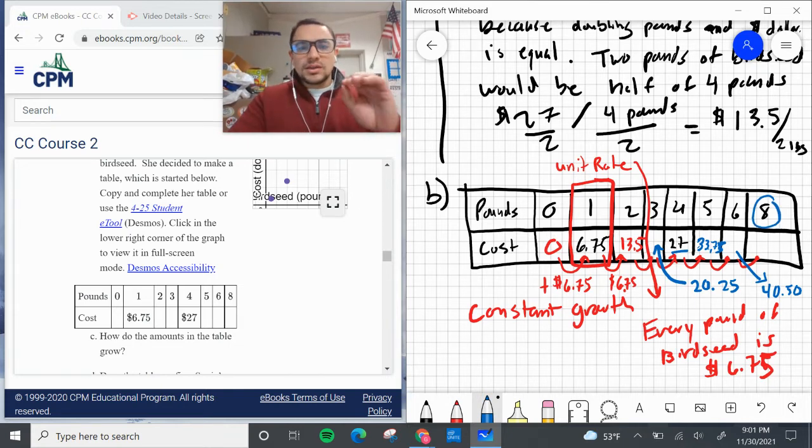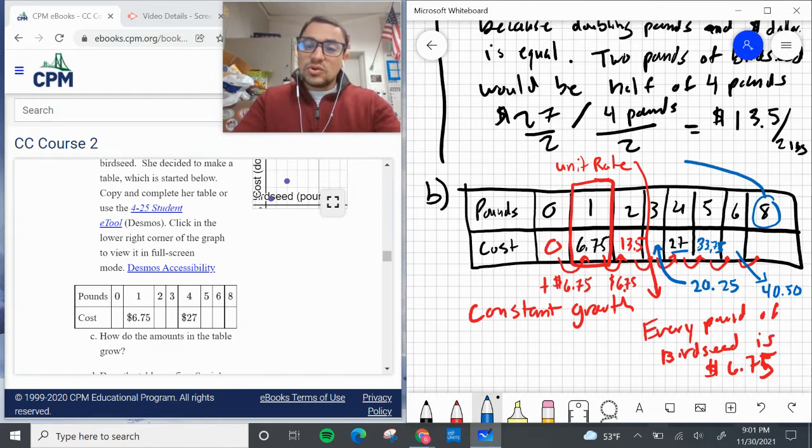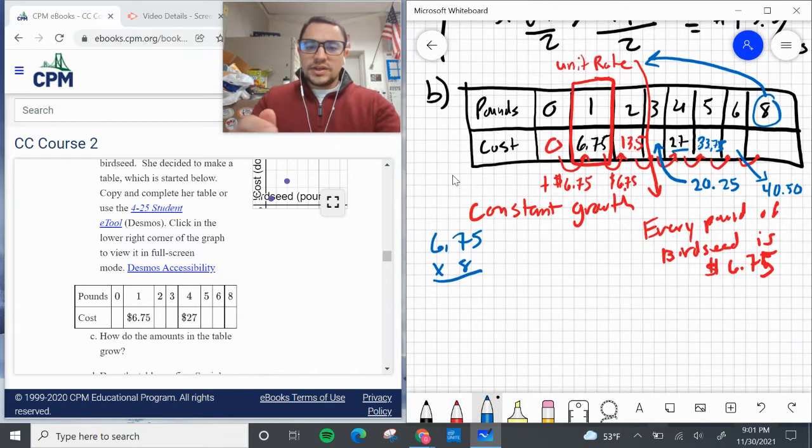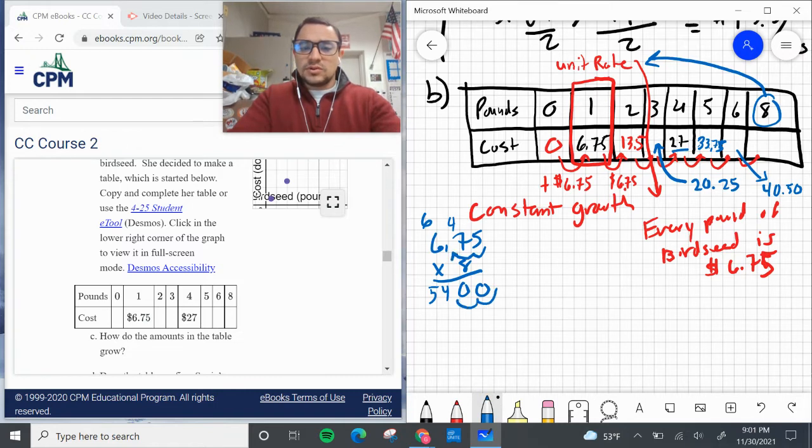Now, if you ever get a random number, all you really need to do is use this number and multiply it by your unit rate. So you can go ahead and do 6.75 times 8. And that is going to give you your answer. So that should be 40. 8 times 7 is 56. Another 0. That's 60. That's going to be 48, 49, 50, 51, 52, 53, 54. And again, you move your decimal. We've done this before, $54. So that's how you fill out the table.